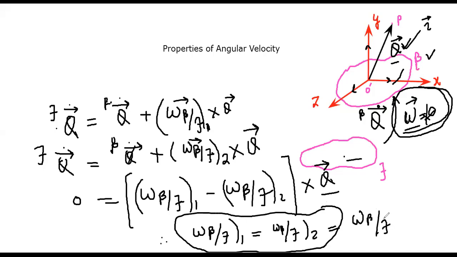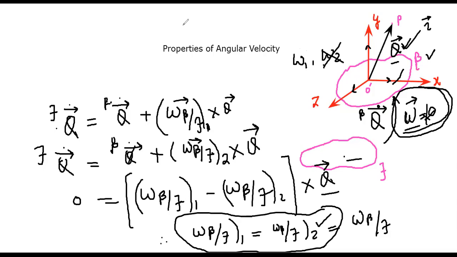This equation says that beta cannot have more than one angular velocity with respect to the ground frame of reference. There is only one value of angular velocity of beta with respect to ground. A ground observer will never tell us that the angular velocity of beta with respect to me is omega 1 and omega 2, that there are two angular velocities. No, the angular velocity of a beta frame of reference with respect to the ground frame of reference is always unique.